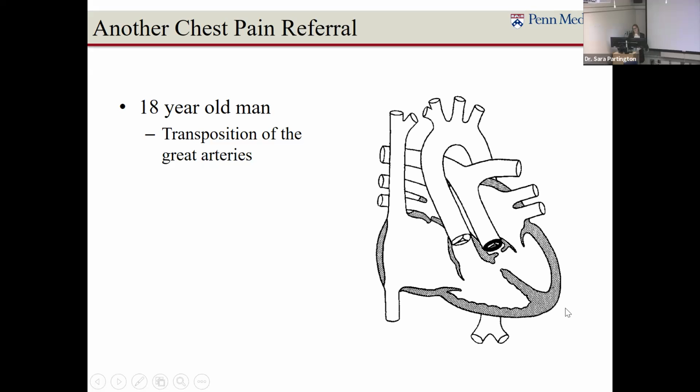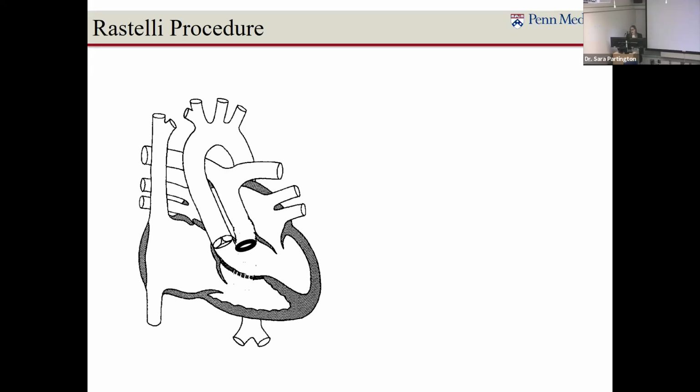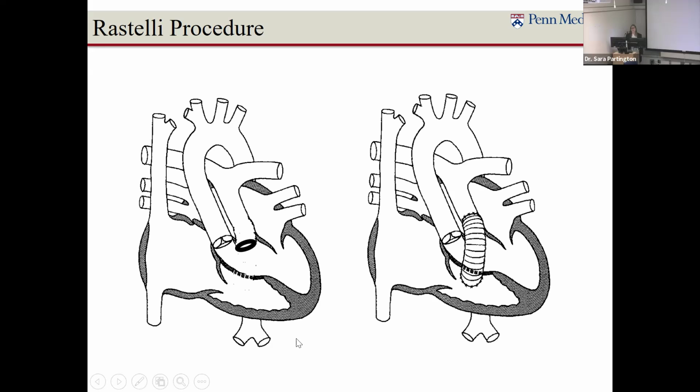So as you might imagine, this physiology is not generally compatible with life. And this boy was also born with two associated abnormalities, very common in transposition of the great arteries, of VSD and pulmonary stenosis. So there are a few different surgeries that surgeons can do to repair this type of congenital heart disease. In this boy, the surgeons took advantage of this patient's ventricular septal defect and performed a Rastelli procedure. The Rastelli involves baffling the left ventricle to the aorta via the VSD. And because the pulmonary valve is stenotic and not functional, a right ventricle to pulmonary artery conduit is placed.